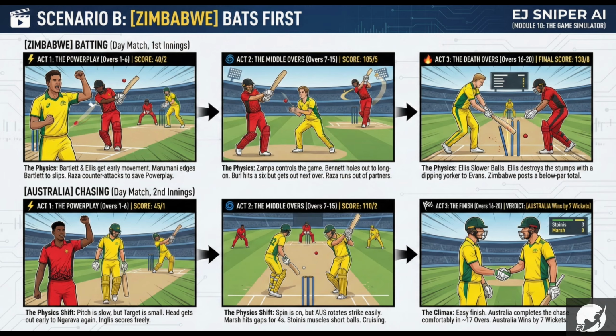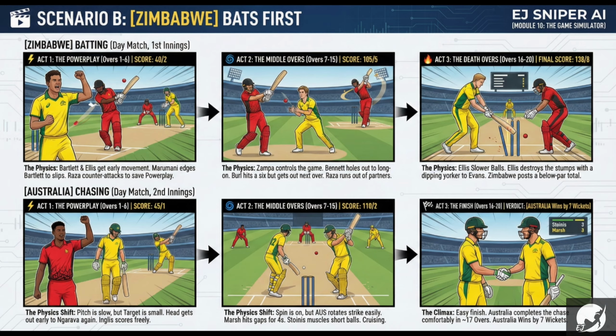Act 3, the finish. No panic. Josh Inglis and Mitchell Marsh simply rotate the strike. No big risks needed. Stoinis muscles a few short balls to the boundary. The simulation verdict. Australia wins by 7 wickets with 3 overs to spare. A boring, professional win. The war game is over.